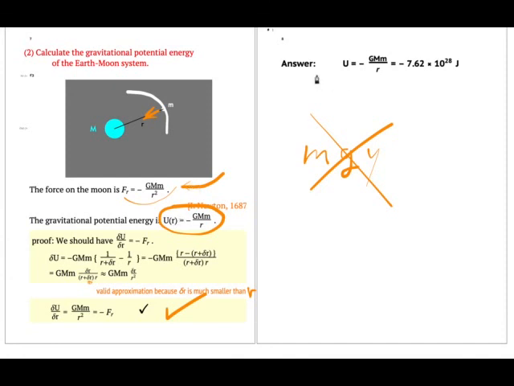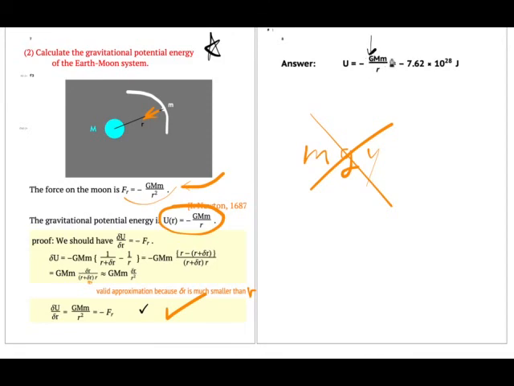And so the answer to the question, what's the gravitational potential energy of the Earth-Moon system? It's negative GMm over r. M is the mass of the Earth, little m is the mass of the Moon, r is the distance, or kind of the average distance from the center of the Earth to the center of the Moon. And G is a universal constant, the Newton gravitational constant.